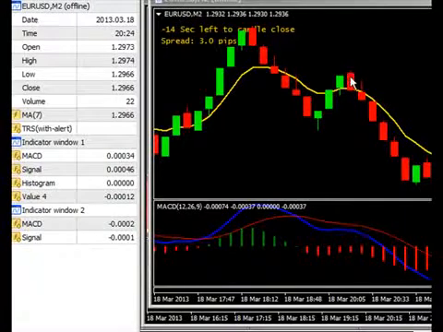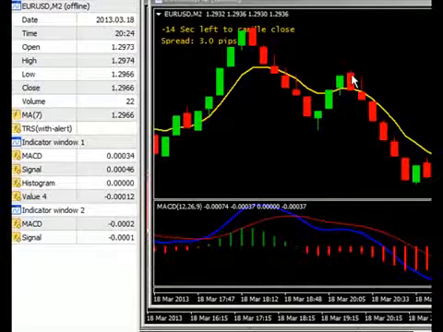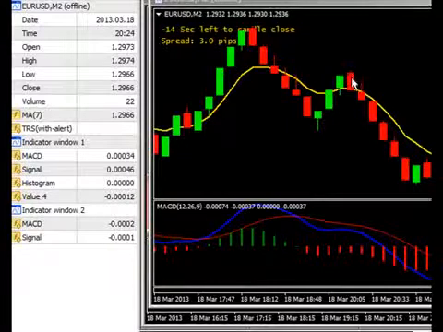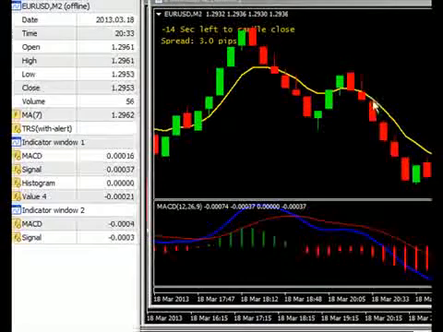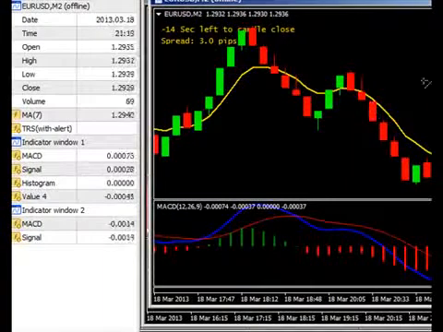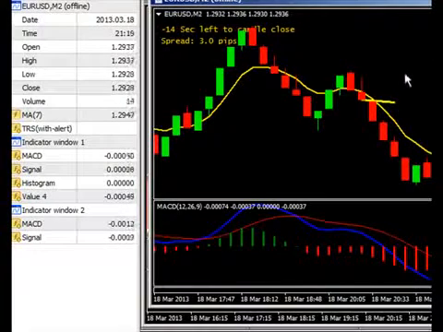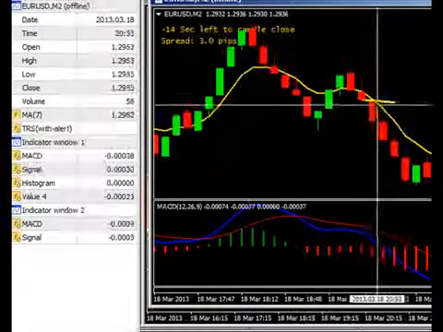Now does this one close below? It doesn't. It closes right on. Look at that, 66. Both the close and the MA are at 66. So we can't get in here. But this one does close below. Obviously, it's pretty obvious, 62 and 65. So we can get in on this one. There. So we can get in there and take that short.